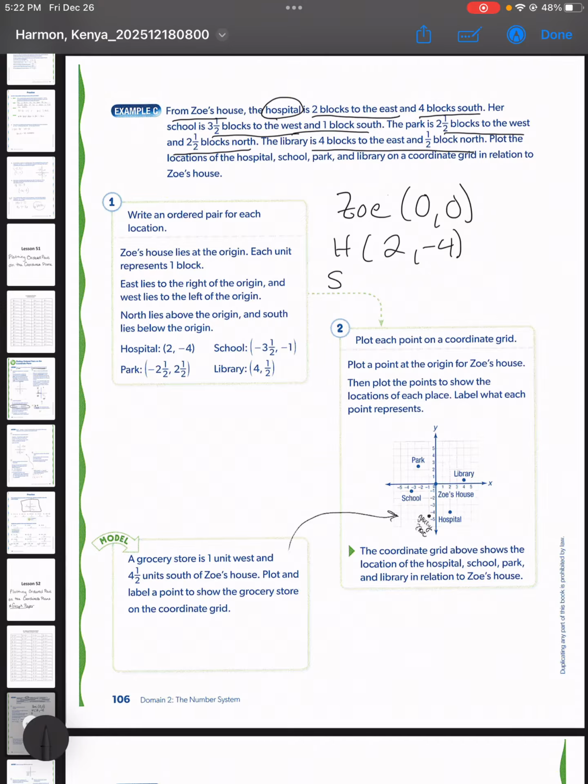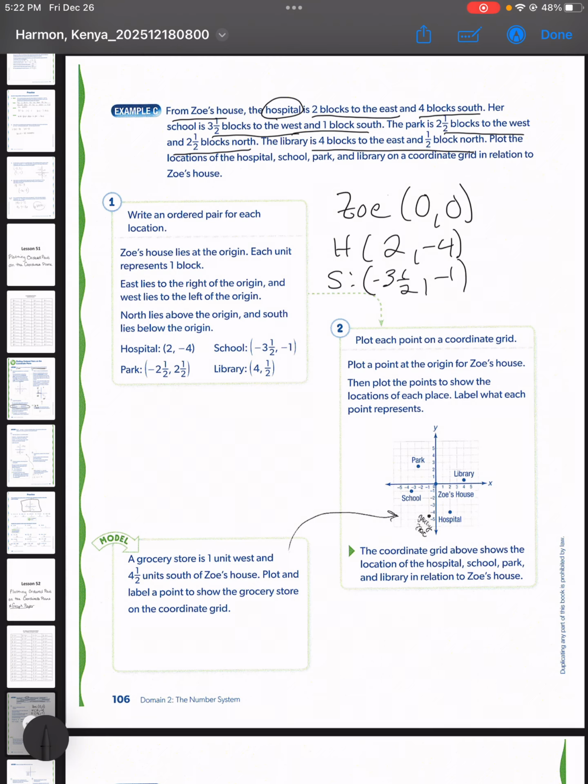When I'm thinking about the school, and I'm starting at Zoe's house, so I'm starting at 0, 0, it's 3.5 blocks to the west. To the west means I'm going in the negative direction. So that's negative 3.5. Sorry, her school is 1 block south. South is negative. Forgive me.